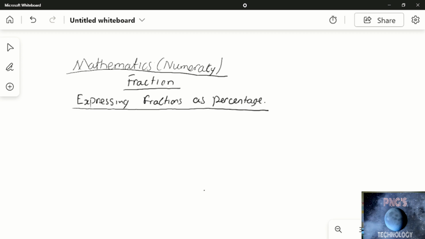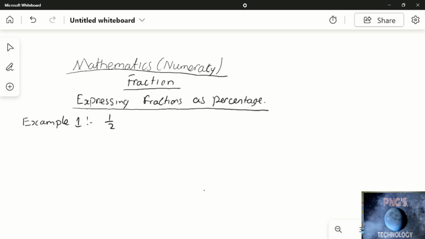So in doing that, let's take some examples. How can we express fraction in percentage? If you are given some exercises where you ought to express some fractions in percentage, this is how you're going to go about it. Taking some examples, example 1. Let's assume we're given 1/2. So how can we express this fraction in terms of percentage?